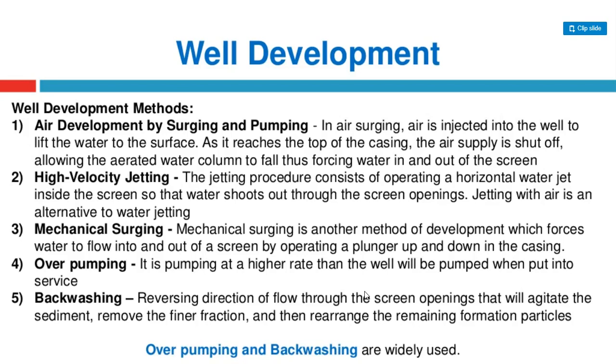Mechanical surging. Mechanical surging is another method of development which forces water to flow into and out of a screen by operating a plunger up and down in the casing. Overpumping is pumping at a higher rate than the well will be pumped when put into service. Backwashing: reversing the direction of flow through the screen openings will agitate the sediment, remove the finer fraction, and then rearrange the remaining formation particles. Overpumping and backwashing are widely used.